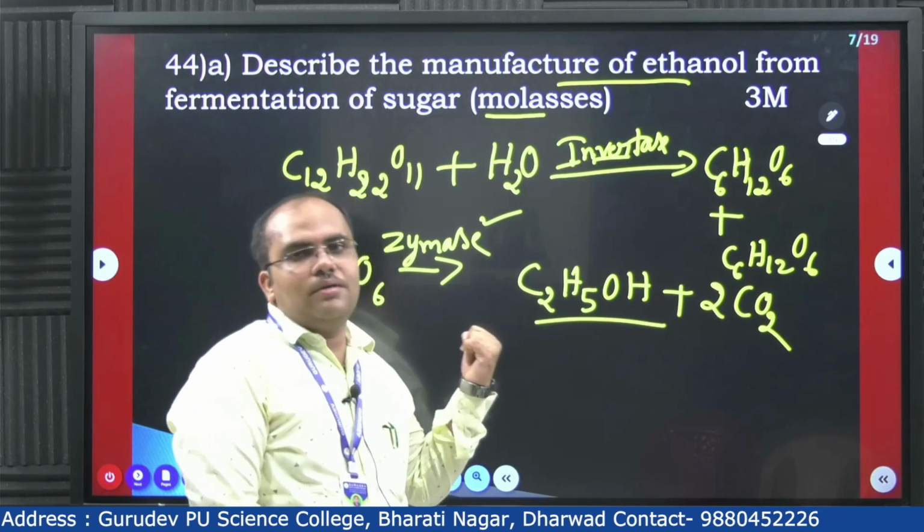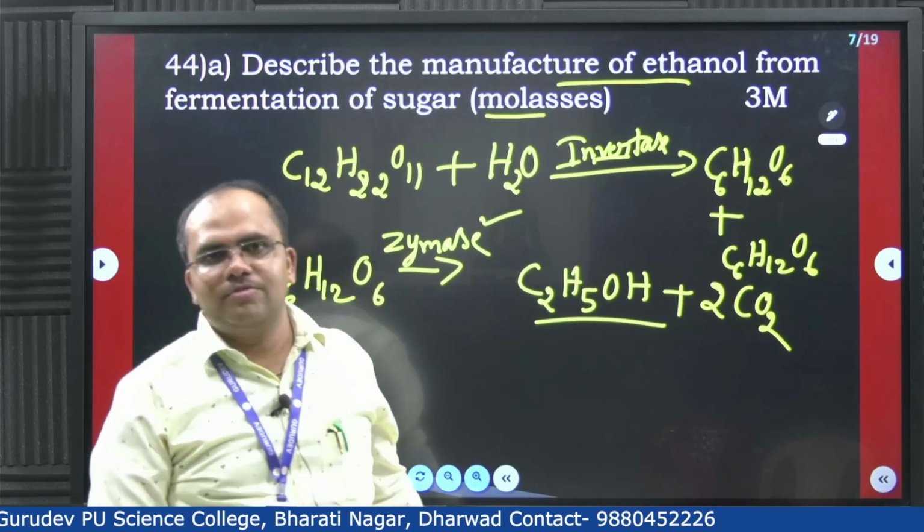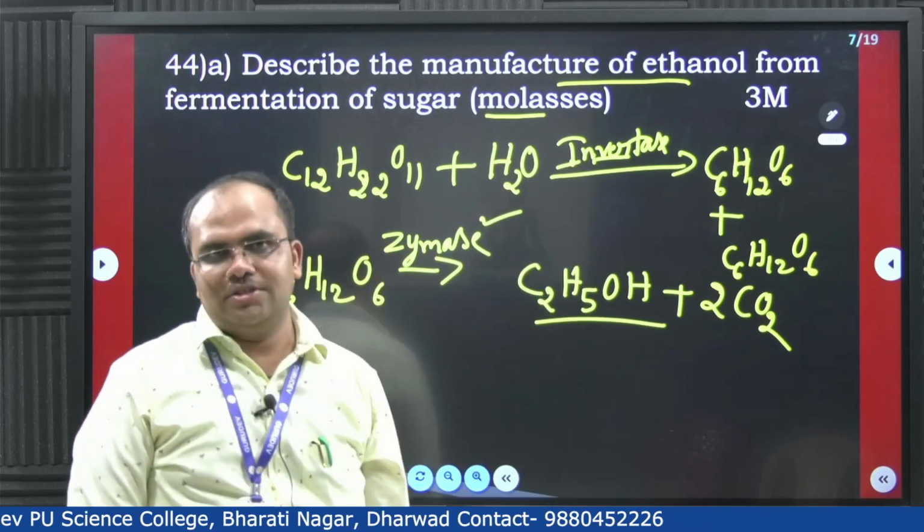The same question may appear in the examination under the topic surface chemistry. Just link this topic to surface chemistry.